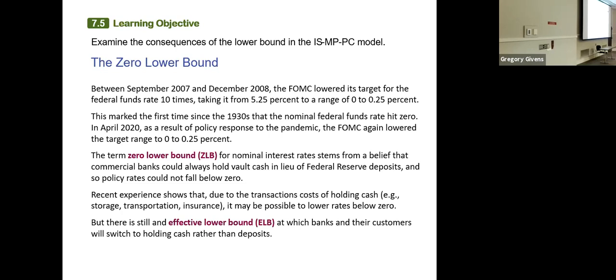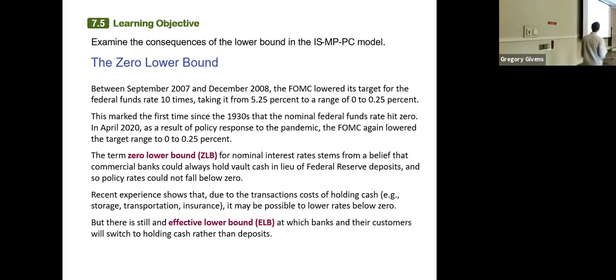And we're just going to assume moving forward that that effective lower bound is equal to 0% in our New Keynesian model. It makes no difference to the analysis. We can set the lower bound at negative 1%, and we're going to get all the same basic qualitative results.